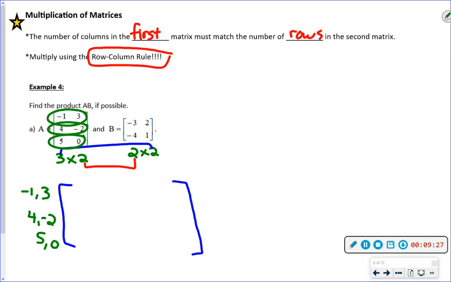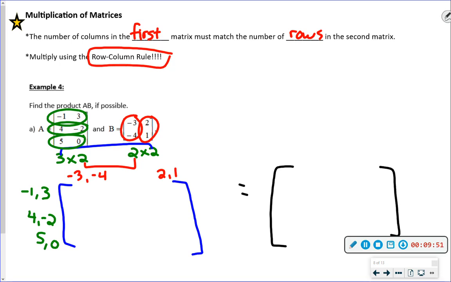So I did pretty good on the spacing. Might be a little tight there. And then I'm going to look at the columns of B: -3, -4. So that's the first numbers I'm going to jot up here. And then to get my second column answer, I'm going to put the 2 and the 1. So, yeah, it's kind of like a Punnett square. I'm going to do the math, and then we'll total them up too.